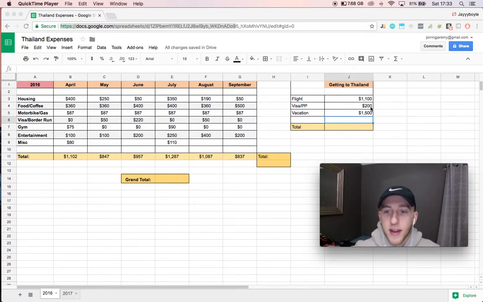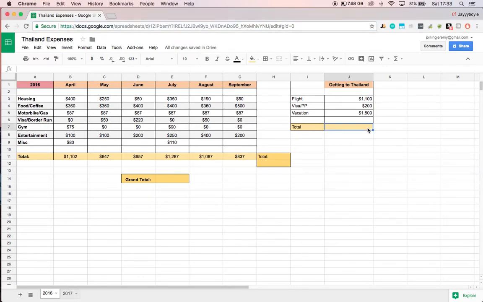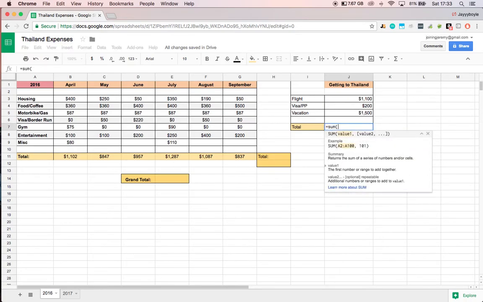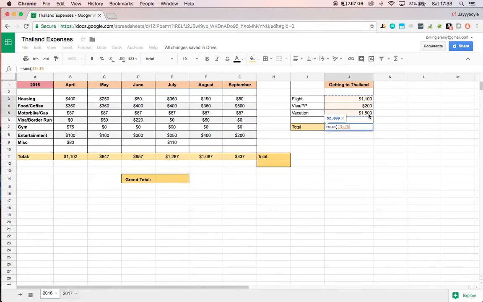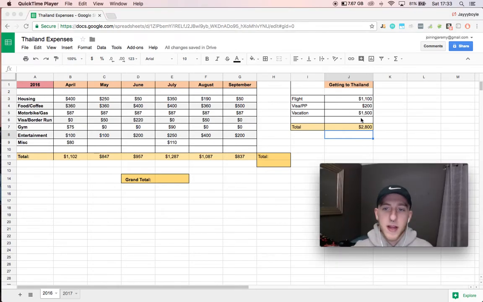I also went on vacation for 2 weeks before arriving. So I spent about $1,500 on vacation. And I'm going to include it in here, but in the end, I'll go ahead and show you the cost without the vacation. But this is kind of like what I spend here. So the total for getting to Thailand, including the vacation, is $2,800. So not too bad, but this was 2 weeks of vacation.